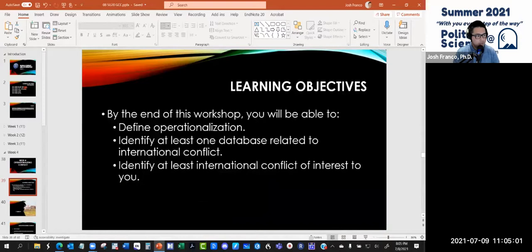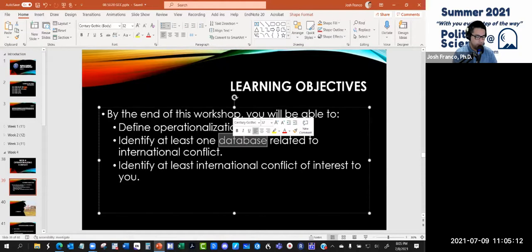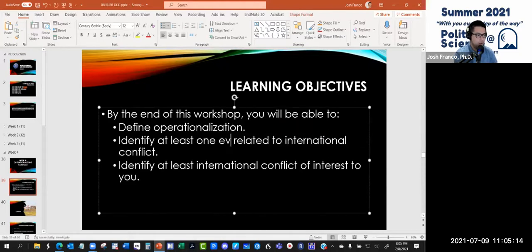So our learning objectives with this workshop are the following. First, by the end of the workshop, you'll be able to define operationalization. Secondly, identify at least one database, one event related to international conflict. And to identify at least one international conflict of interest to you.